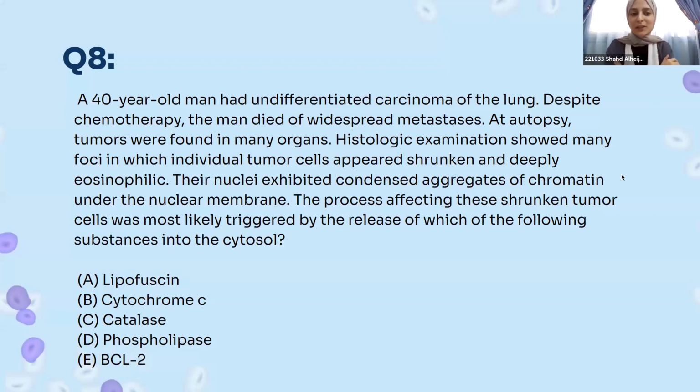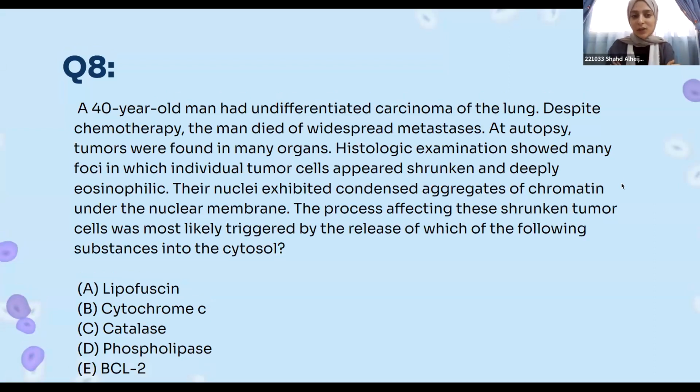Okay. A 40-year-old man had undifferentiated carcinoma of the lung. Despite chemotherapy, the man died of widespread metastases. At autopsy, tumors were found in many organs. Histologic examination showed many foci in which the individual tumor cells appeared shrunken and deeply eosinophilic. Their nuclei exhibited condensed aggregates of chromatin under the nuclear membrane. The process affecting these shrunken tumor cells was most likely triggered by the release of which of the following substances into the cytosol?